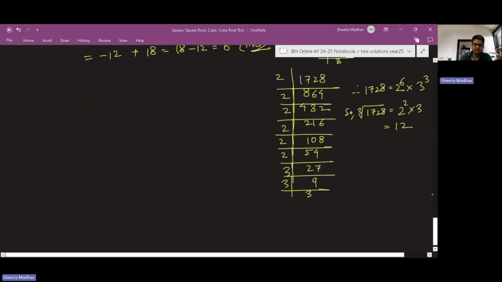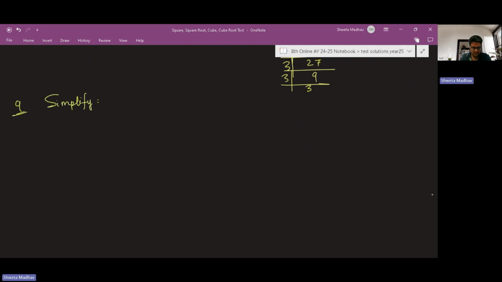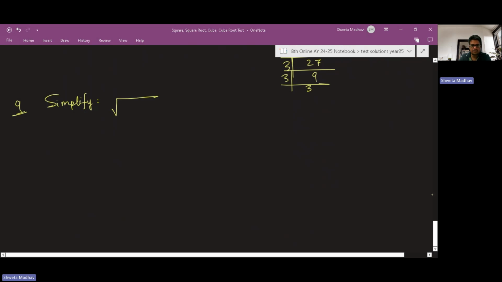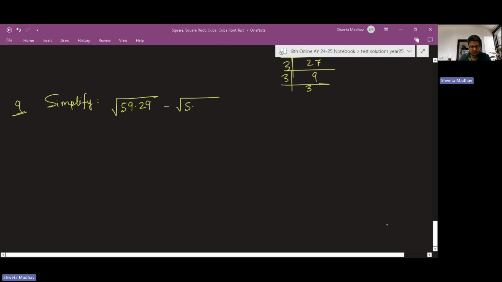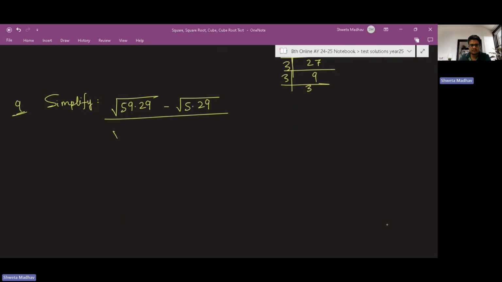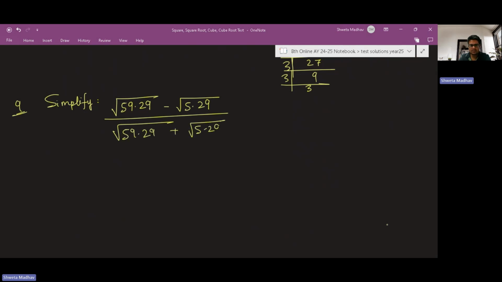Then here it is being asked to simplify question number 9. In question number 9, it is asked to simplify the expression: square root of 59.29 minus square root of 5.29, divided by square root of 59.29 plus square root of 5.29.